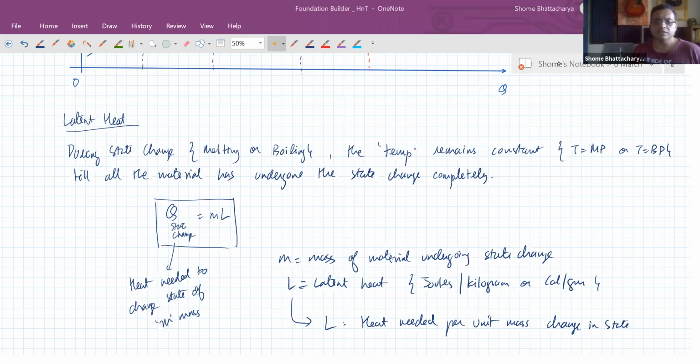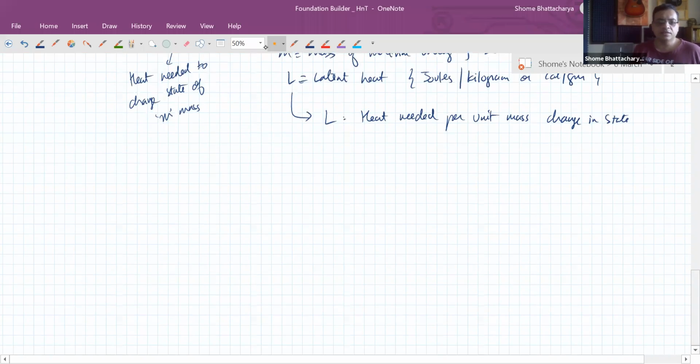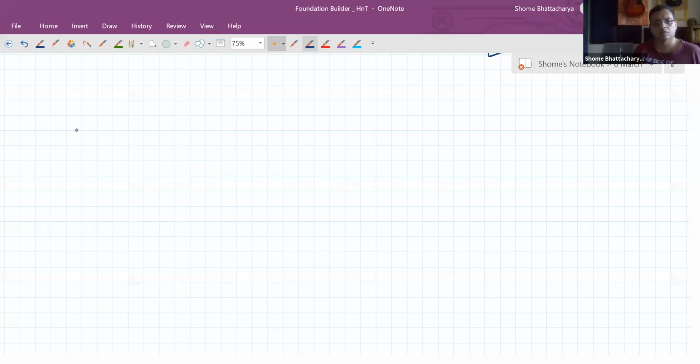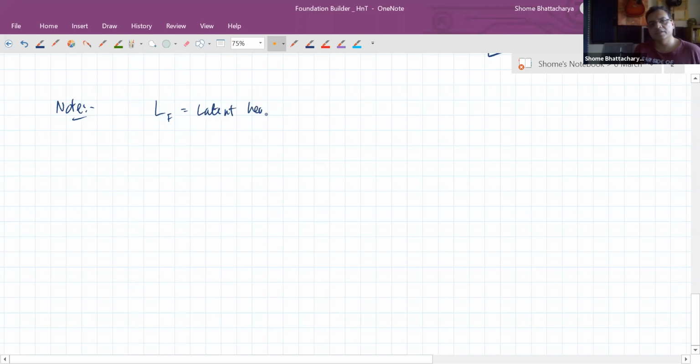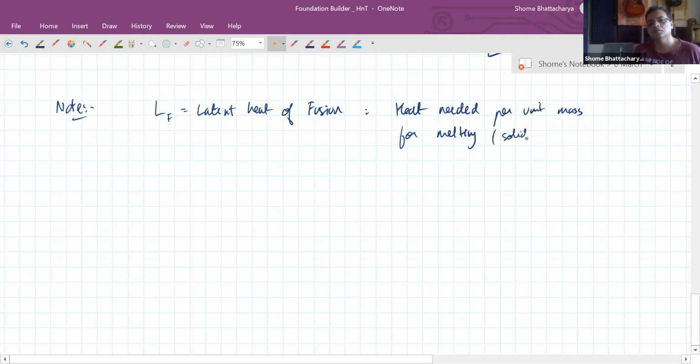Okay, so let us understand this with an example. Like specific heat capacity, latent heat is also a material property. So in fact, we define two types of latent heat. Latent heat of fusion, that is the heat needed per unit mass for melting, that is solid to liquid.